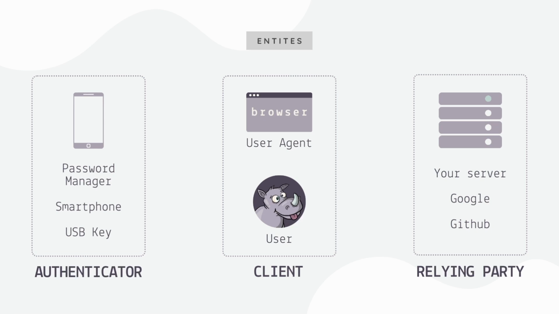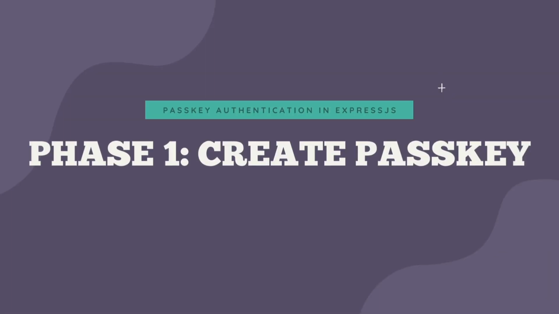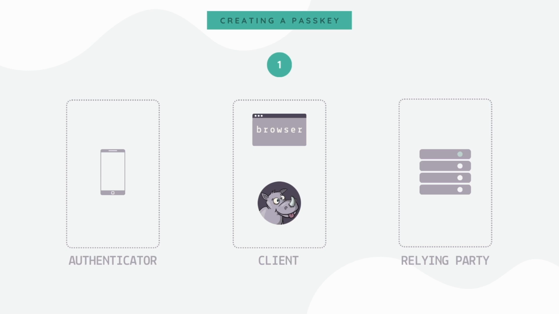In the upcoming sections, we will implement the 2 different phases. Let's implement phase 1, where a passkey is created upon user registration. Before we dive into the code, let's go over a quick summary of the main things that happen between the client, the authenticator, and the relying party.